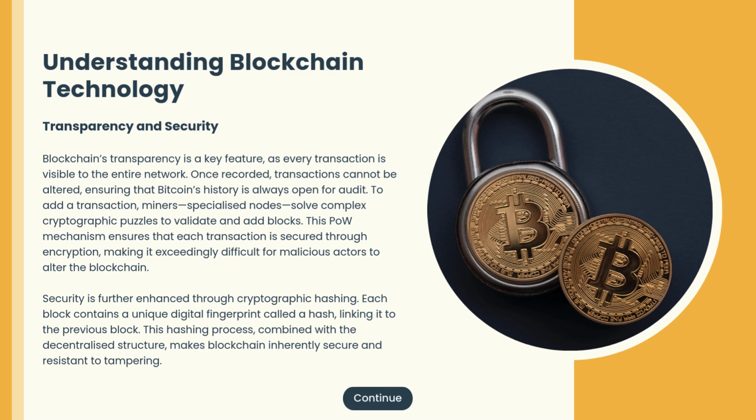Transparency and security. Blockchain's transparency is a key feature, as every transaction is visible to the entire network. Once recorded, transactions cannot be altered, ensuring that Bitcoin's history is always open for audit. To add a transaction, miners, specialized nodes, solve complex cryptographic puzzles to validate and add blocks. This POW mechanism ensures that each transaction is secured through encryption, making it exceedingly difficult for malicious actors to alter the blockchain. Security is further enhanced through cryptographic hashing. Each block contains a unique digital fingerprint called a hash, linking it to the previous block. This hashing process, combined with the decentralized structure, makes blockchain inherently secure and resistant to tampering.